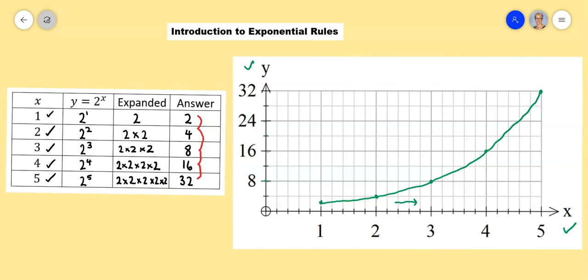All exponential curves follow this pattern. They're increasing curves and they get steeper as you move to the left.